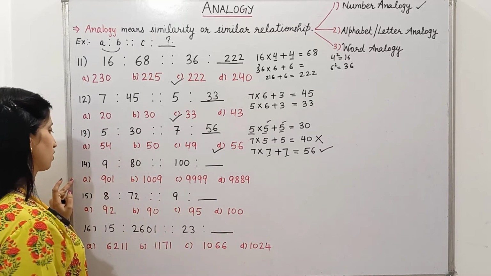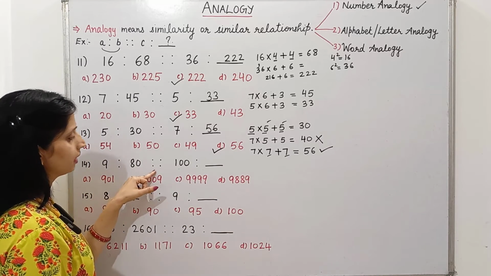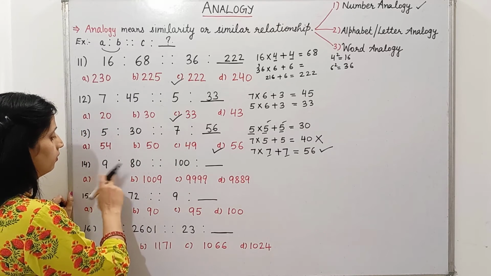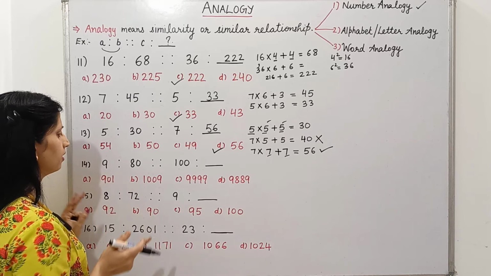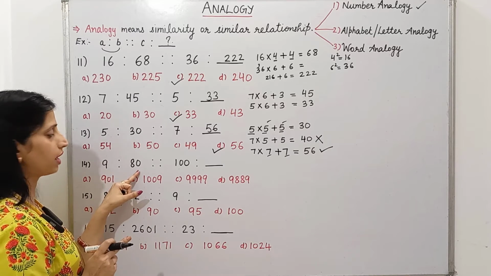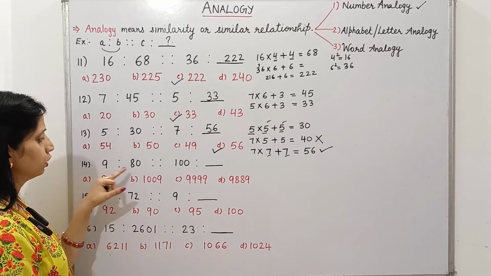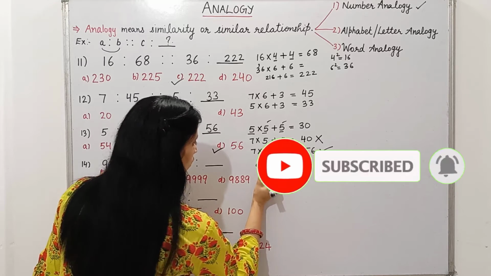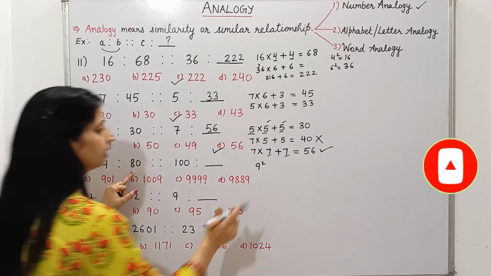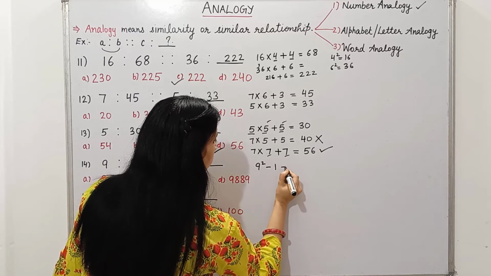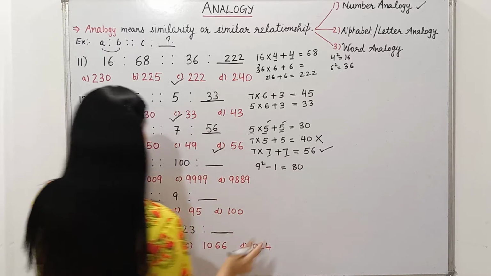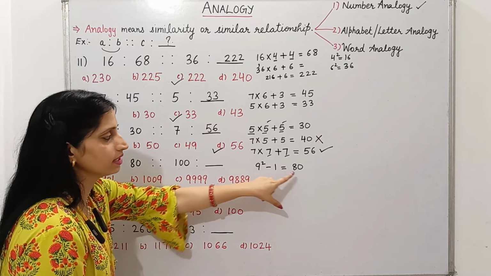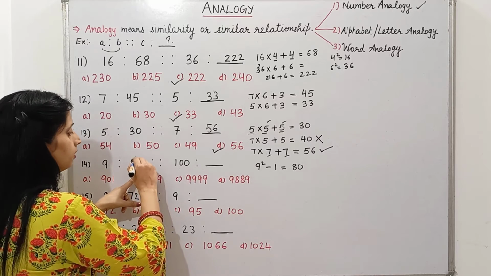Okay, now come to the next one. 9 is to 80, related in the same way, 200 is to dash. Now we can see that 9 and 80 are somewhat related, but 81 is the square of 9, not 80. So how can we get 80? If we do the square of 9, 9 squared is 81. And if we subtract 1 from it, we get the second term, that is 80. Okay, 9 squared is 81, minus 1 is 80. That is the second term.